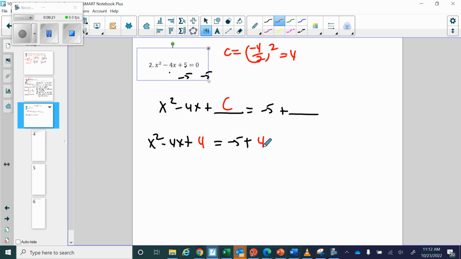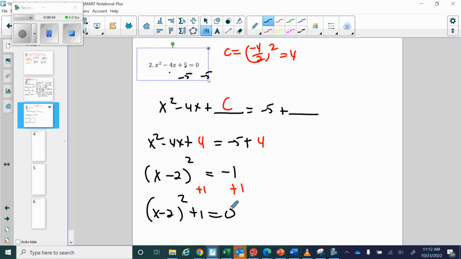Now on the left side, I can write it as a factor. Here, when I divide negative 4 by 2, I get negative 2. So I can write this now as x minus 2 squared is equal to negative 4 plus 1. I'm sorry, negative 4 plus 5. Negative 5 plus 4 is negative 1. And then I'm going to cancel negative 1 by adding 1 to both sides, and that just gives me x minus 2 squared plus 1 equals 0.